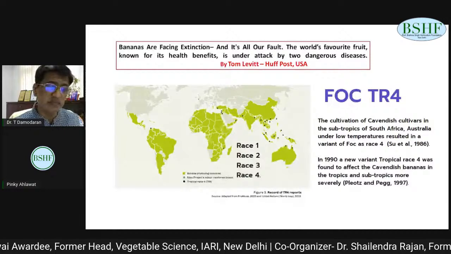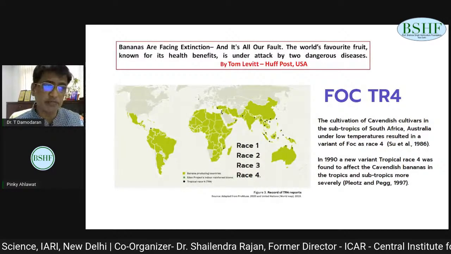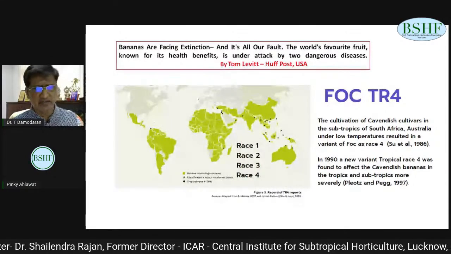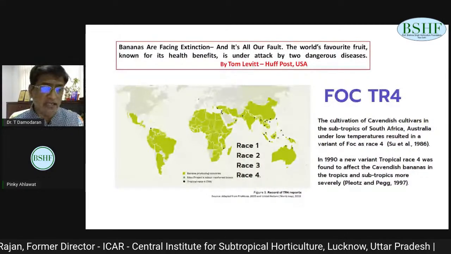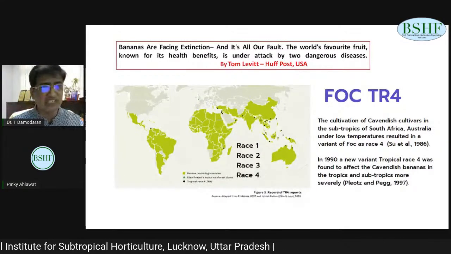Like that, another variant may come, and that will be more dreadful than the earlier race 1. So we have to be prepared. They started warning from the early 1910s, and the research was going on, but despite their warning, the situation came.